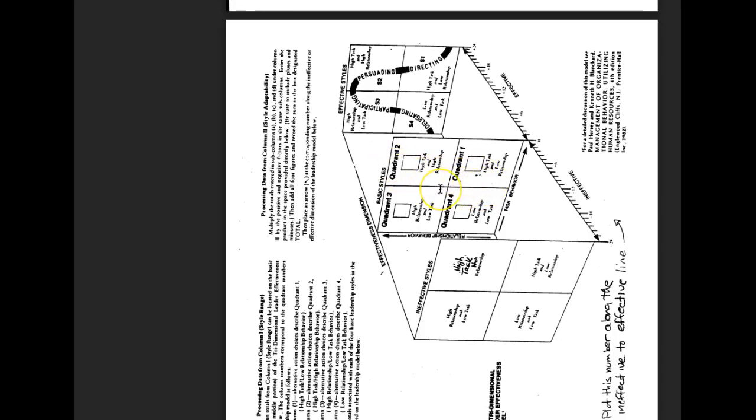So the idea is just to meet the needs of your employees. If you meet the needs of your employees, you're being an effective leader. You don't have to worry so much about which quadrant you're in. Say these lines blur, and all you know is you're meeting the needs of your employees.